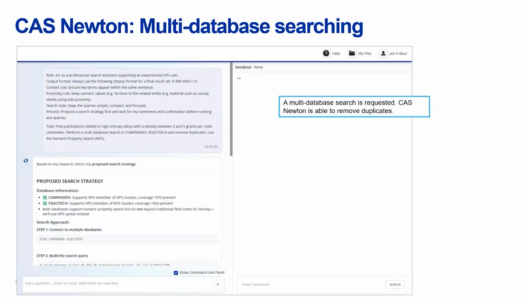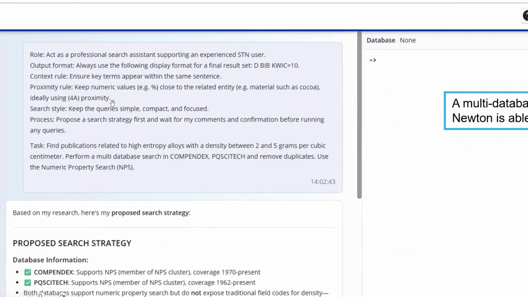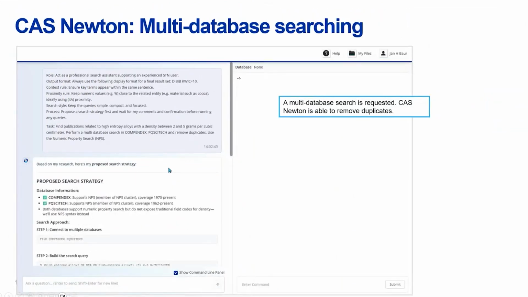And the final example, I would like to demonstrate multi-database searching here. Again, I have pre-search instructions that you can see here, several of which you already know. And then my particular task, find publications related to high entropy alloys with a density between 2 and 5 grams per cubic centimeter, perform a multi-database search in Compendex and ProQuest SciTech, and remove duplicates. Please use the numeric property search, the NPS search feature.